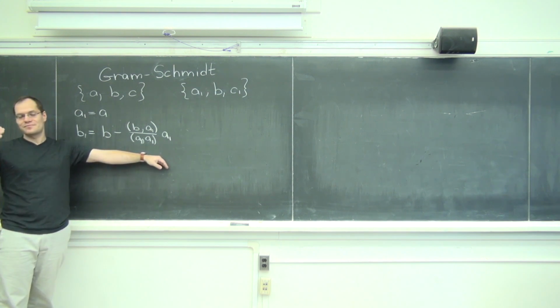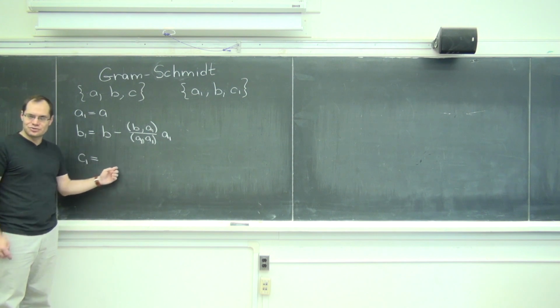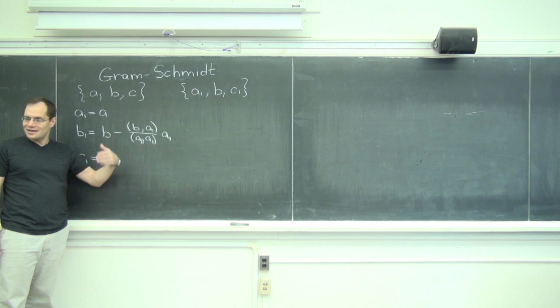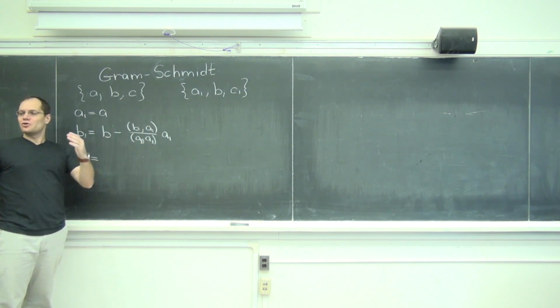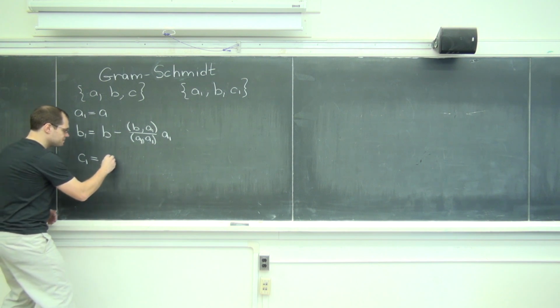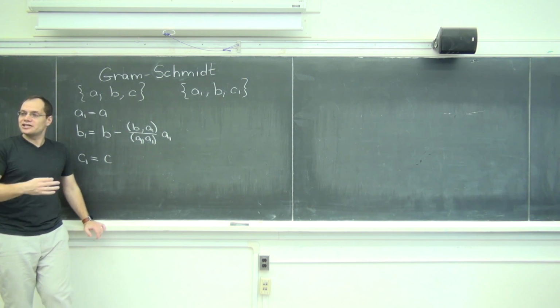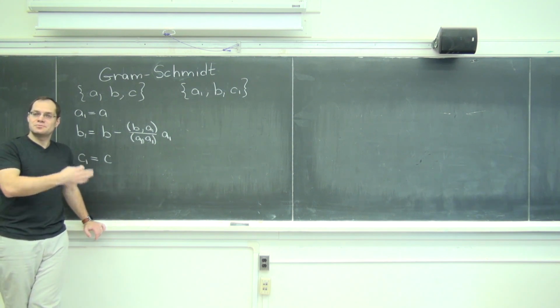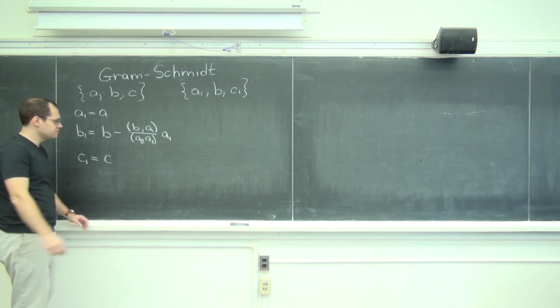I knew that you were going to give me the wrong answer, because I just said the wrong thing. We need to make it orthogonal to A1, and then to B1. We have to make it orthogonal to the set that we've built so far. So first, I will subtract the projection from C. I will subtract from C its projection onto A1.